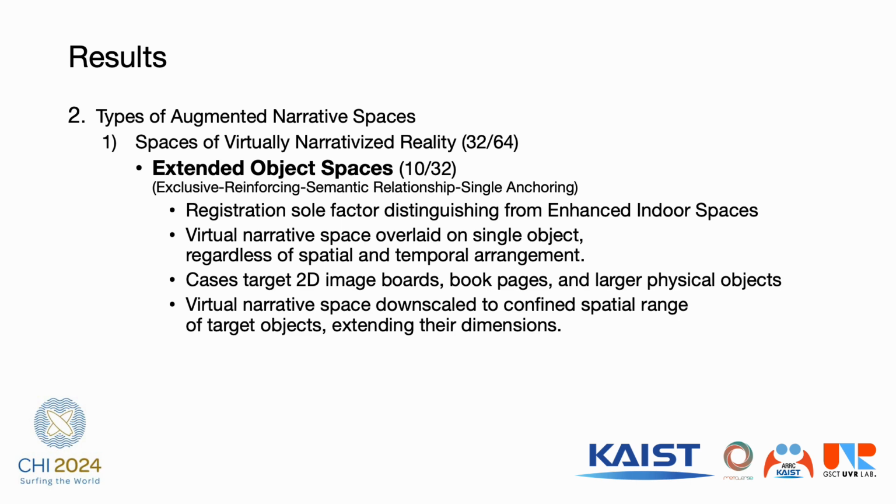For extended object spaces, registration is the sole factor that differentiates this type from enhanced indoor spaces. Units of the virtual narrative space are overlaid on a single object, regardless of how they're spatially and temporally arranged. Most cases targeted 2D image boards with unique designs that signify a specific space. In other cases, scenes related to the content of certain books were augmented on their pages or featured larger physical objects.